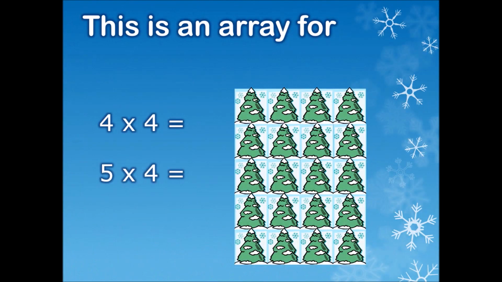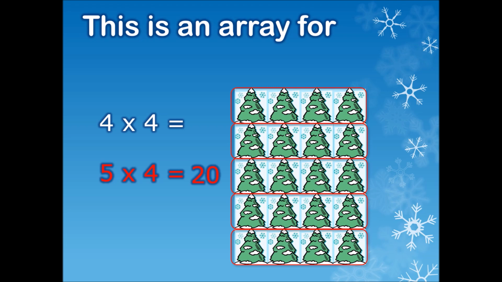Let's practice. This is an array for 4 times 4, or 5 times 4. So let's practice. Let's count. 4, 8, 12, 16, 20. Are we counting 4 times 4 or 5 times 4? Let's see. 4, 8, 12, 16, 20. The answer is 5 times 4. I hope you didn't get tricked. 4 by 4 would be 4 rows by 4 columns.